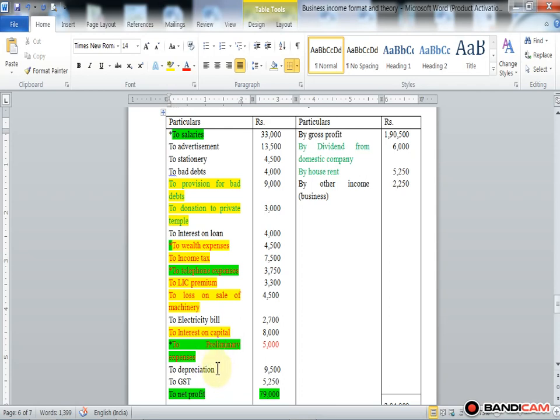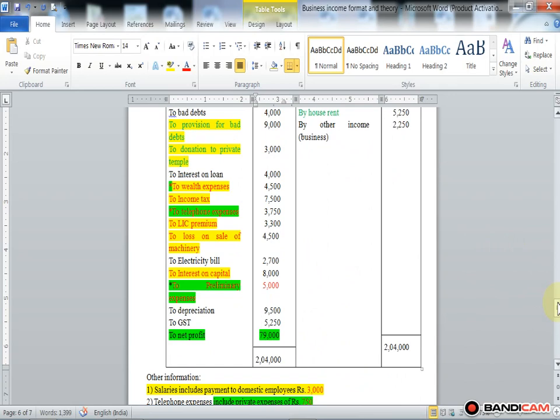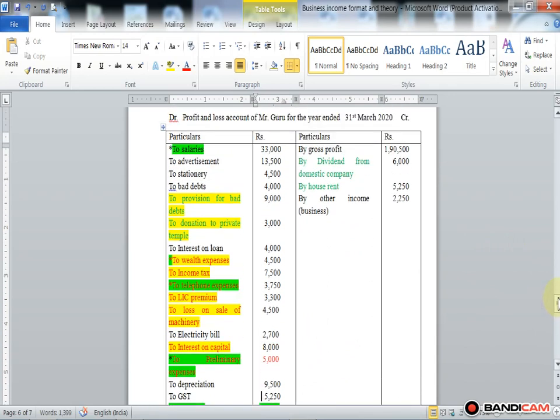डेप्रिसिएशन अलावेबल एक्सपेन्सेस आहे. त्यानंतर GST, आता GST कशावरती दिला जाईल, काहीतरी खरेदी केली असेल बिझनेससाठी त्याची ती GST असेल तर GST हा बिझनेसचा खर्च म्हणून कन्सिडर केला जातो. ओके, त्यानंतर नेट प्रॉफिट आपल्याला दिलेला आहे 79,000 रुपये. ओके, आता आपण क्रेडिट साईड रीड करणार आहे. क्रेडिट साईडला इन्कम पाहणार आहे.